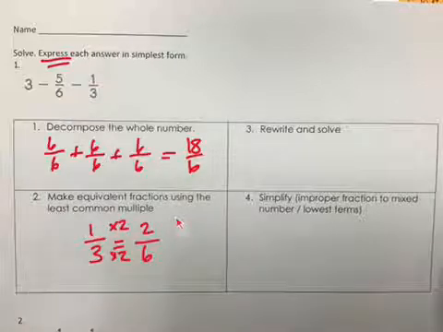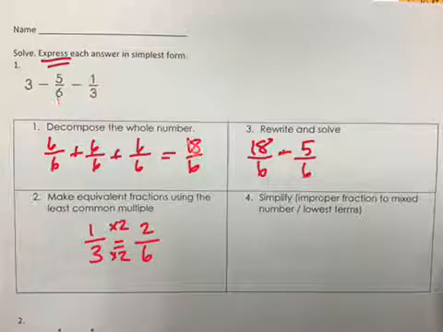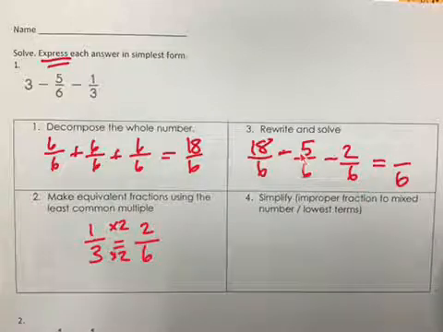So I have now all of the numbers in my problem ready to be solved because I have common denominators. So my 3 wholes I rewrote as 18/6. 5/6 I didn't have to do anything to because it already had a denominator of 6. And 1/3 I made the equivalent fraction of 2/6. So now I have 18/6 minus 5/6 minus 2/6. And I know 18 minus 5 is 13, and 13 minus 2 is 11. Am I right? Yep, 11/6.